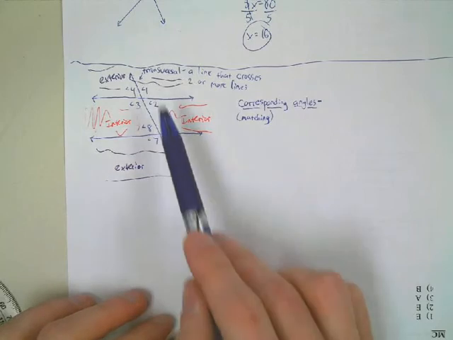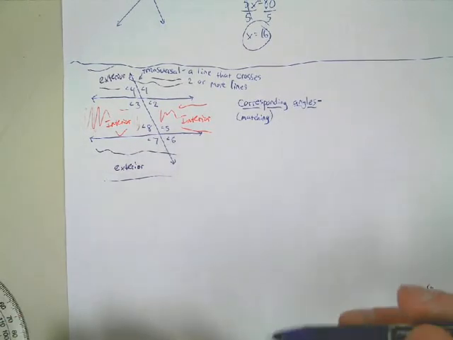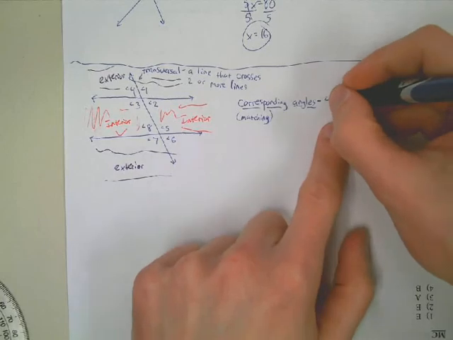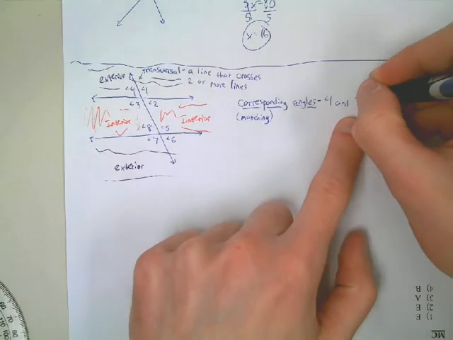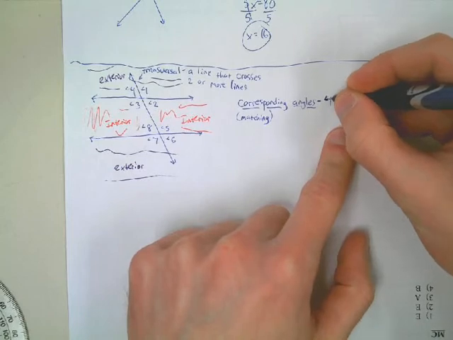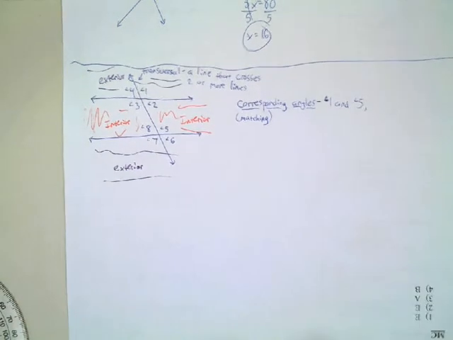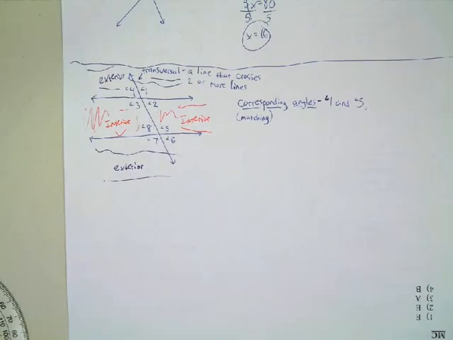So guess what? Angle 1 and angle 5 are corresponding angles. Okay? They're matching. They match in the same position. Is that the only pair of corresponding angles that we have here? Eli, what's another pair? Oh, sorry, you had something to say. Isn't it also angle 3 and 7? Yes, so angle 3 and angle 7 would also be corresponding.